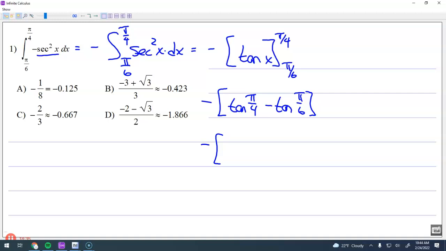So pi over 4 is 45. 45 is nice because y and x are the exact same. Divide those, so what's tan of 45? It's just 1, right?